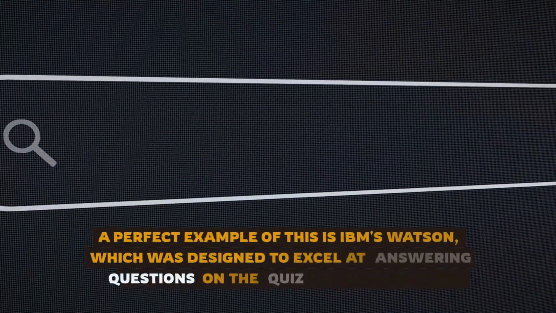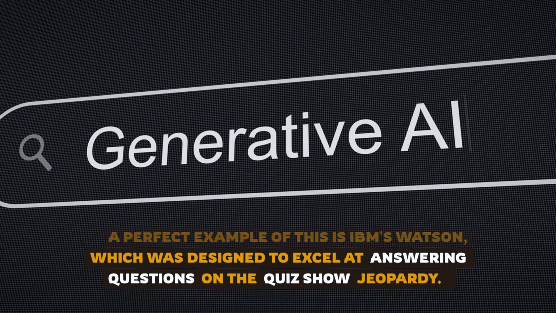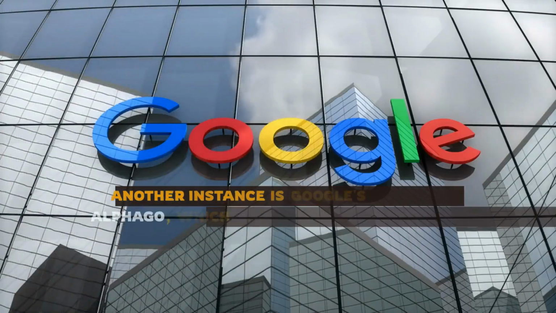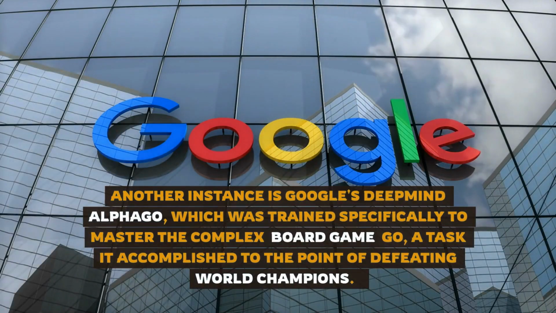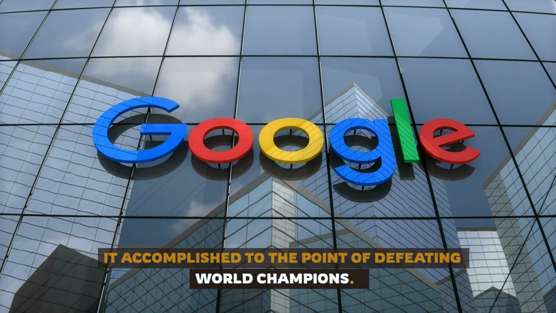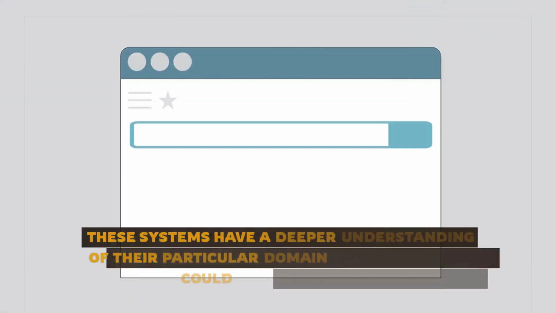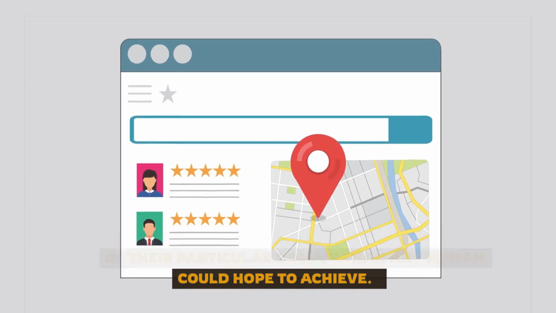A perfect example of this is IBM's Watson, which was designed to excel at answering questions on the quiz show Jeopardy! Another instance is Google's DeepMind AlphaGo, which was trained specifically to master the complex board game Go, a task it accomplished to the point of defeating world champions. These systems have a deeper understanding of their particular domain than any human could hope to achieve.